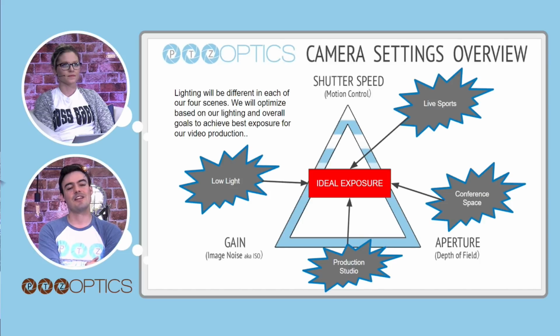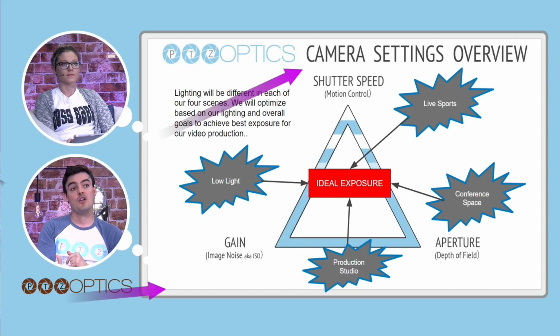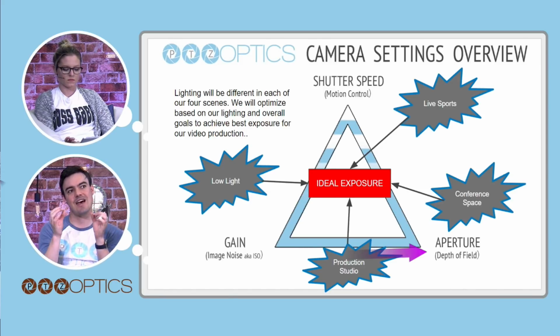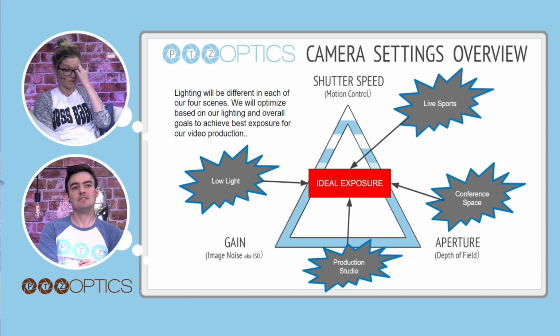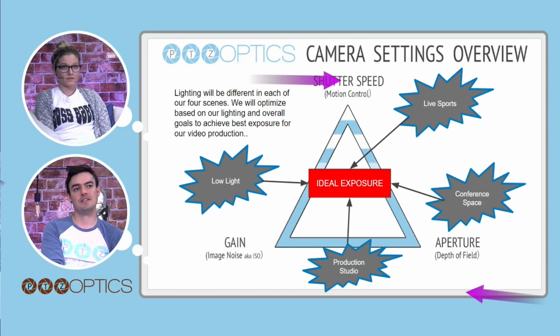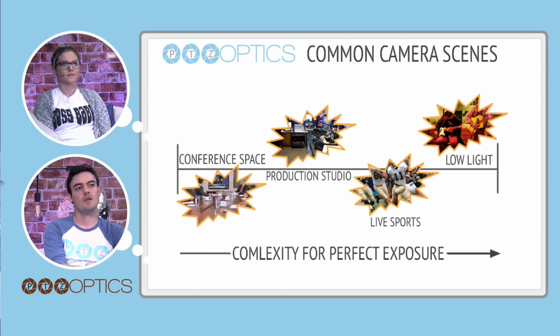So if you're in low light, if you're in a theater, if you're in an artistic performance, you want to be looking at shutter speed and gain. If you're in a production studio, you probably have really great lighting. So you're more looking at the aperture and trying to get that dialed in, because that can give you a really great depth of field. If you're in a conference space, again, you probably have pretty good lighting. You may have to deal with a little shutter speed and aperture. And then on live sports, we have up here on the shutter speed side, because we're looking at motion control, really high shutter speed, really high frame rates. And we'll talk about some rules of thumb for you there as well. So here is the levels of complexity.